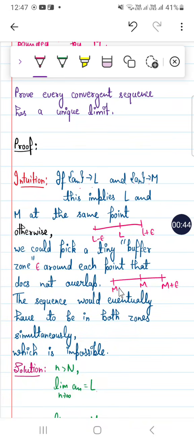So the sequence would have a buffer zone around each point that does not overlap each other, right? So we will take this type of buffer zone, but the sequence would have to be in both zones, right? It would have to be in both zones simultaneously, which is impossible.